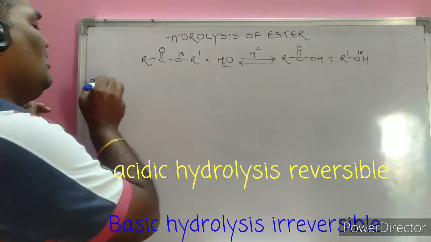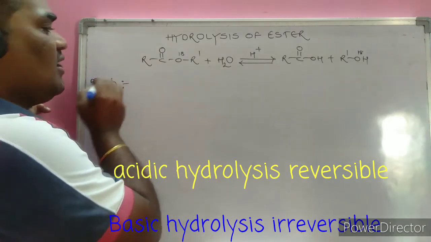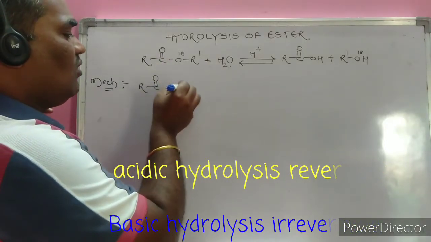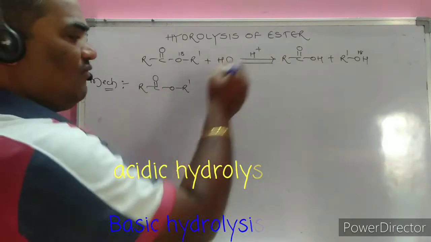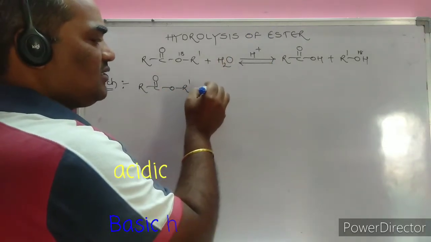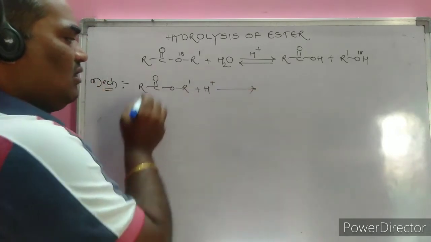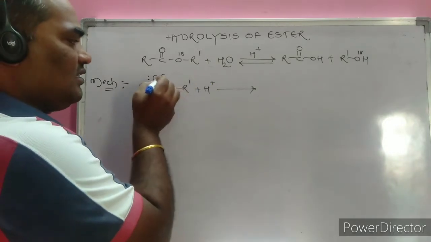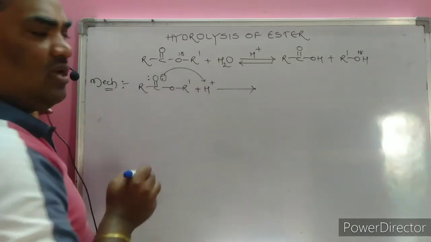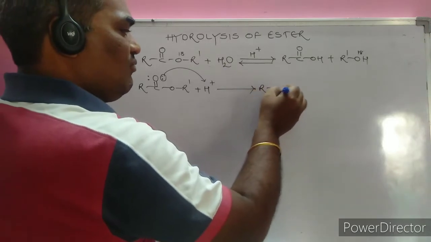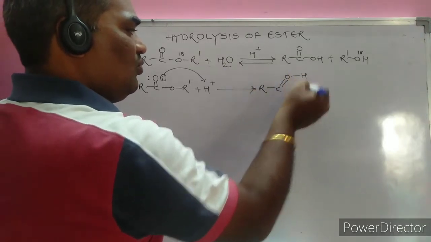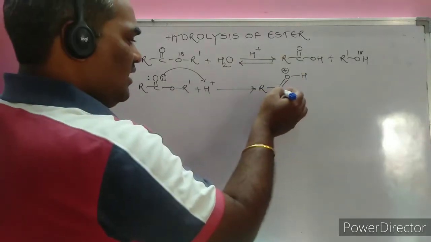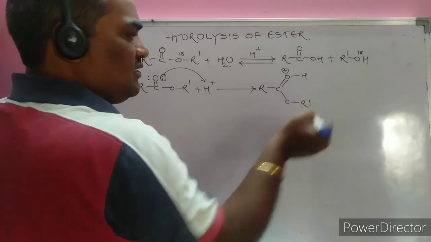What kind of elementary steps are involved in this reaction? Here R C double bond O R dash is given. First, in the presence of H plus ion or acidic medium, the oxygen containing a lone pair of electron density, where there is electron scarcity, attracts the proton. As a result, for the sake of convenience, R C double bond OH, the oxygen lost its electron, so it carries a positive charge, and this side is O and R dash.